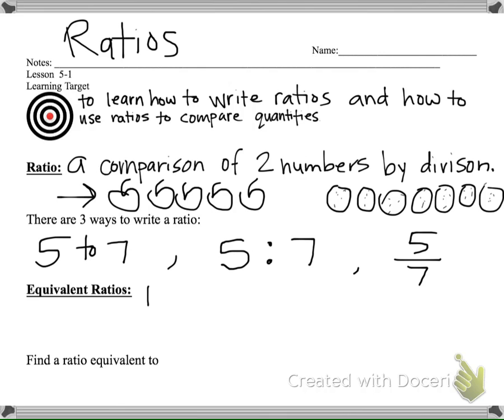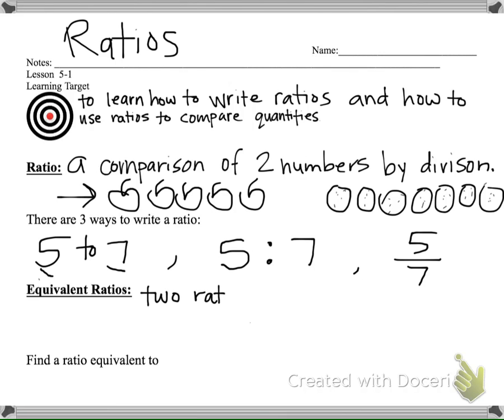So you'll have to remember these. This time I'm comparing apples to oranges, so it is important that I remember that it's 5 to 7 because it's apples to oranges. If I was comparing oranges to apples, it would be the other way around, so be mindful of that. The next definition that you need to know is equivalent ratios.